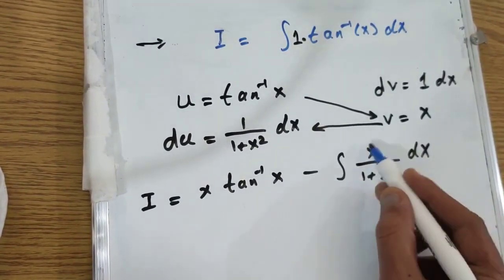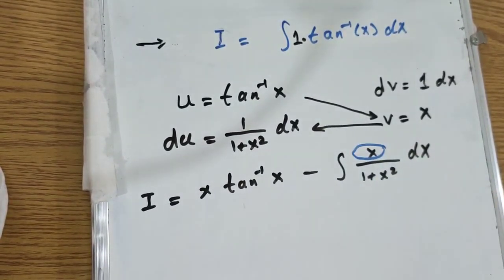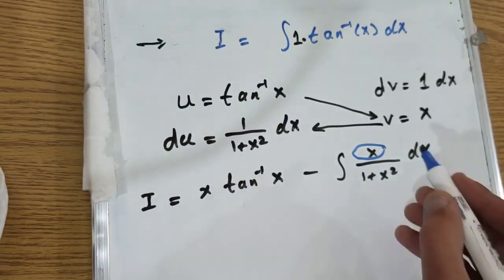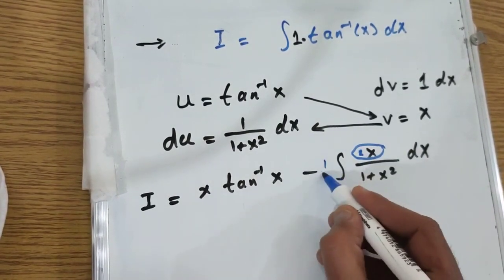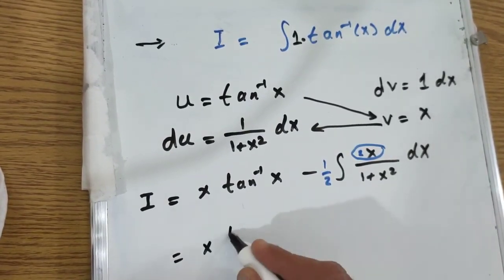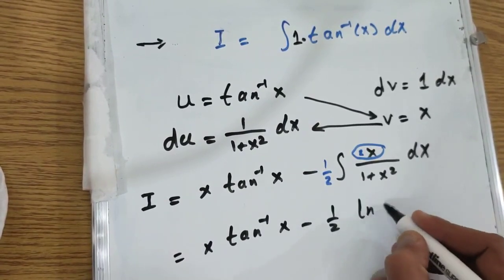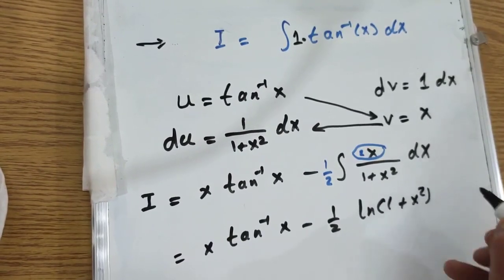And this integration can be calculated directly because the numerator can be the derivative of 1 plus x squared if we multiply by 2 and divide by 2 outside. So this integration will be equal to ln of 1 plus x squared plus c.